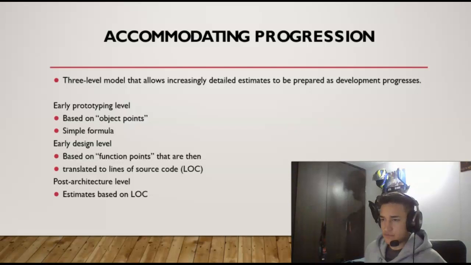Accommodating progression. A three-level model that allows increasingly detailed estimates to be prepared as development progresses. Early prototyping level, based on object points and a simple formula. Early design level, based on function points that are then translated to lines of source code. Post-architecture level, with estimates based on lines of source code.